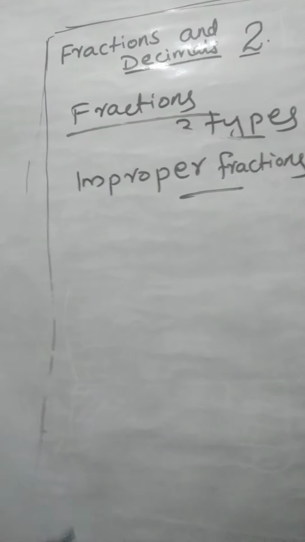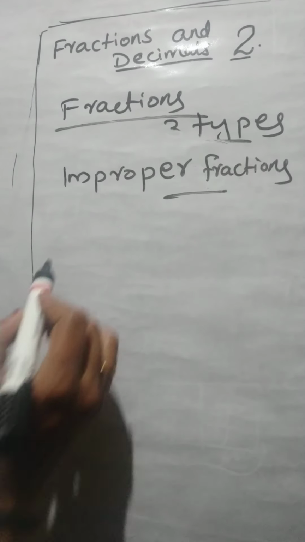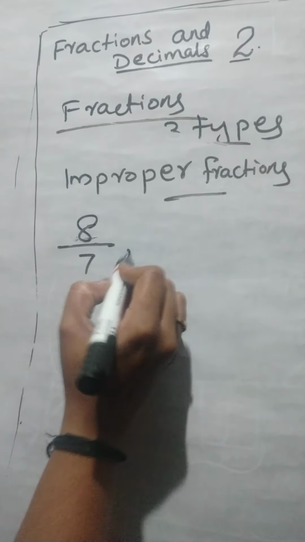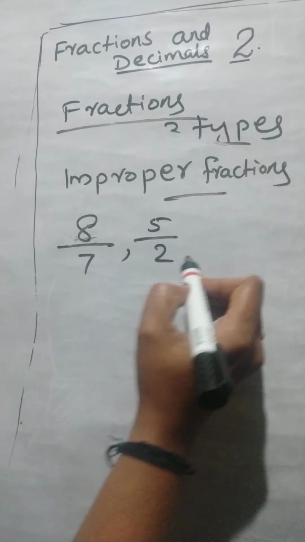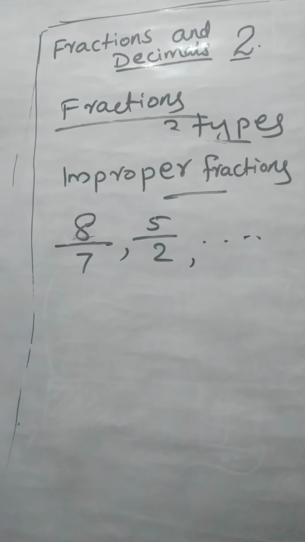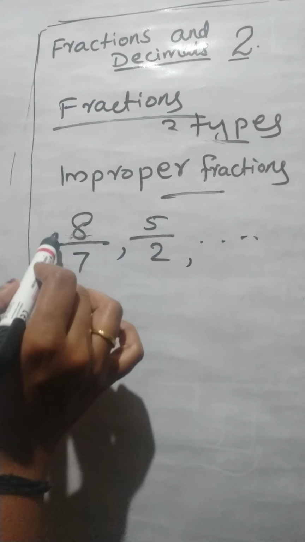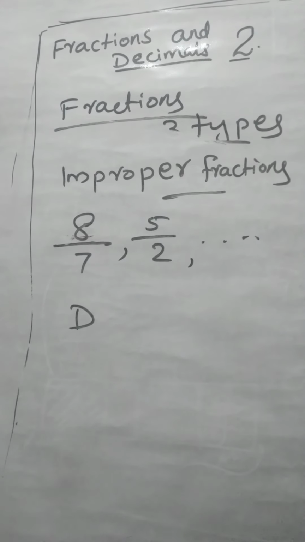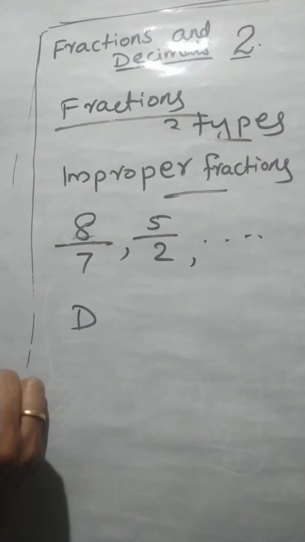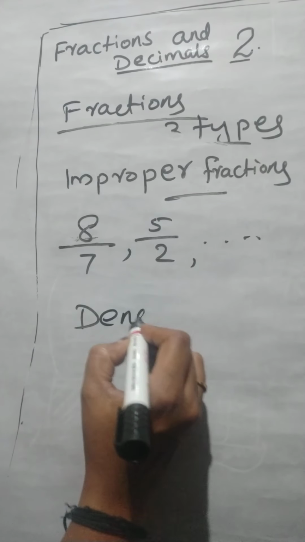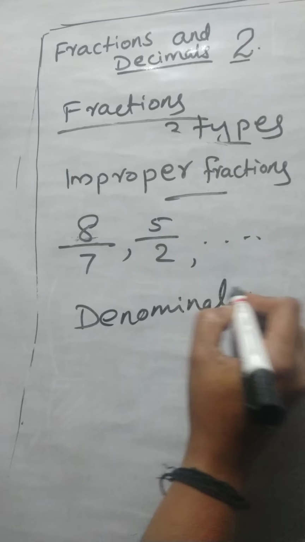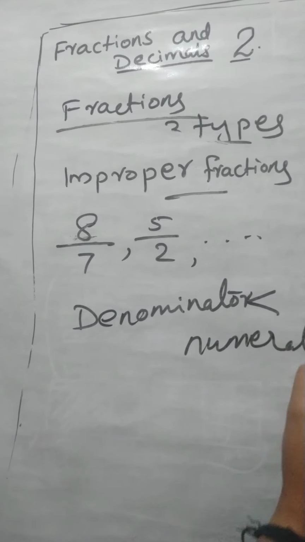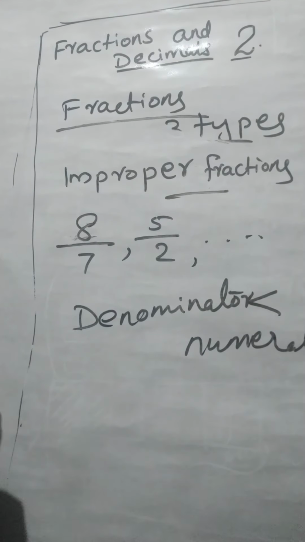Next, improper fractions. Here, 8 upon 7, 5 upon 2. Here you just look at here. The denominator is greater than the numerator for proper fraction. But here denominator is less than the numerator. So numerator is greater here.